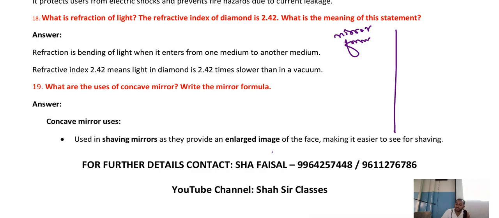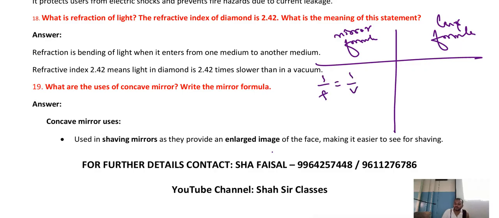Mirror formula. Lens formula. See here: 1/f equals 1/v plus 1/u. I am giving you the hint on how to remember the formula.